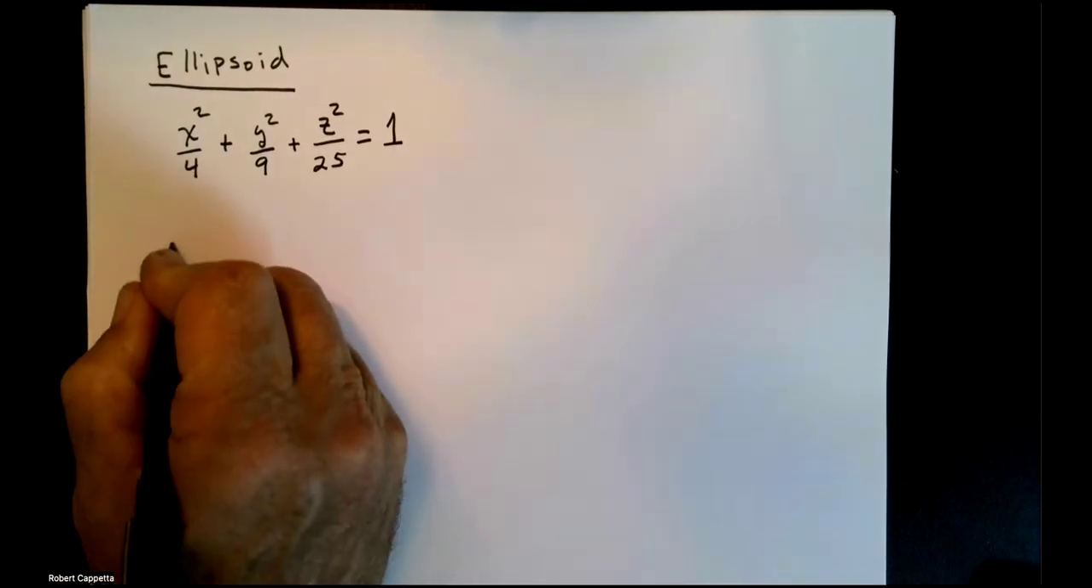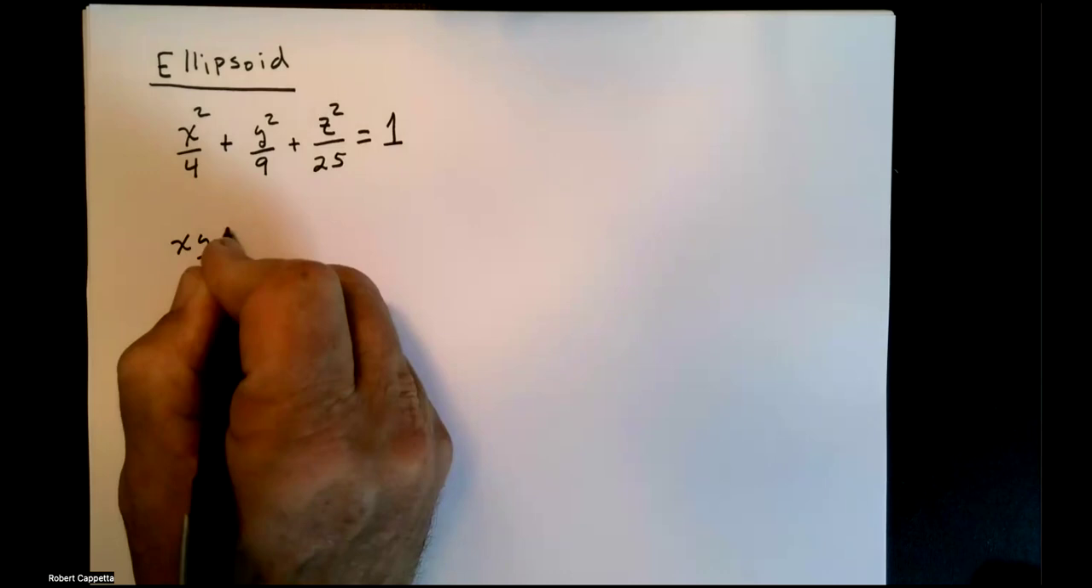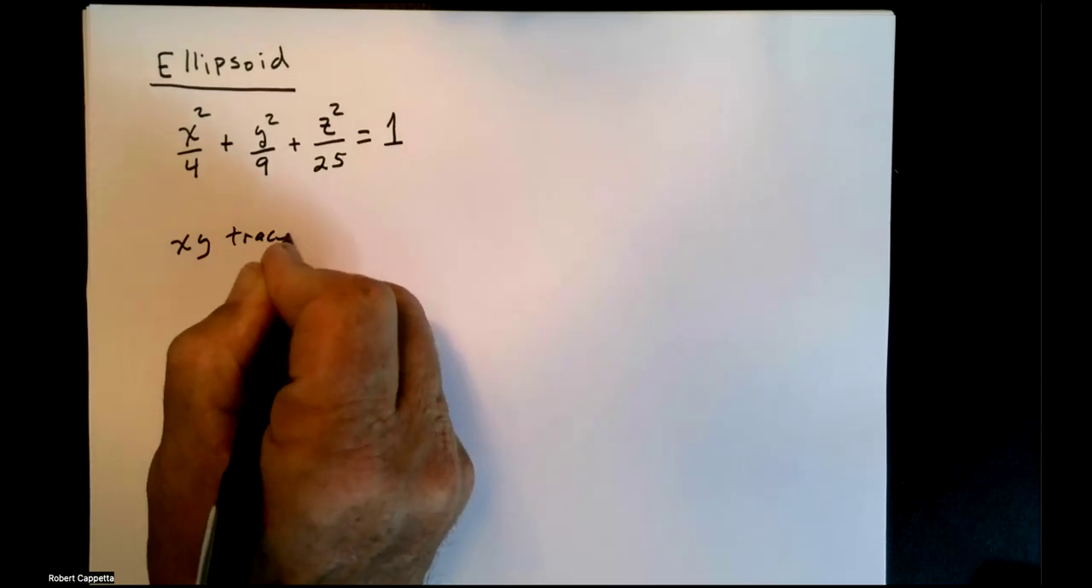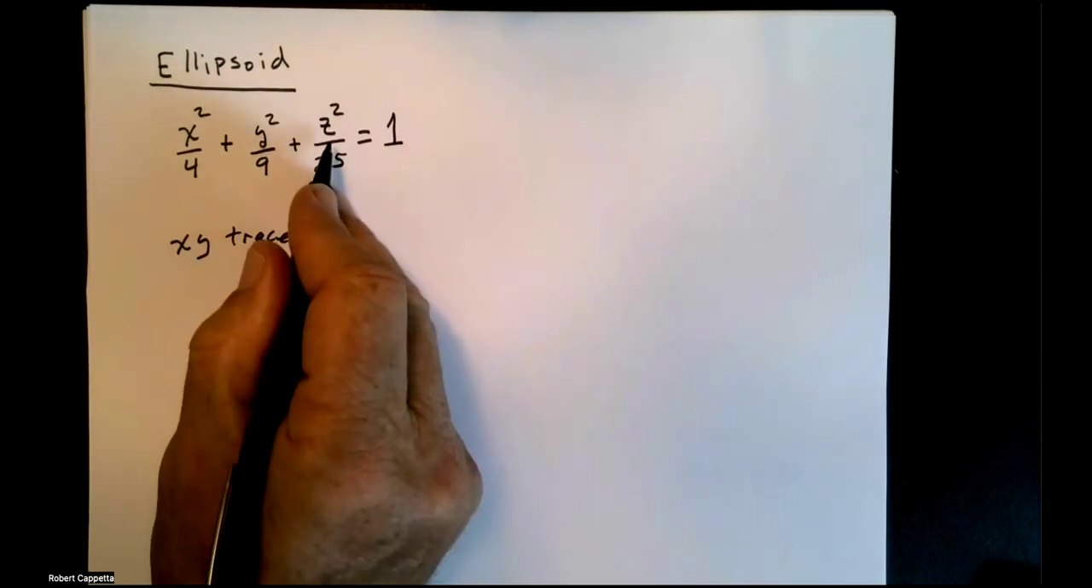Given this equation, x squared over 4 plus y squared over 9 plus z squared over 25 equals 1, our goal is to visualize this in 3 dimensions. The tool that we're going to use to do that is to visualize it in 2 first by examining the different traces. So we're going to start with the xy trace. What that means is the z is 0 there.